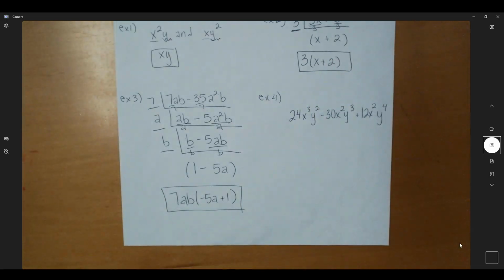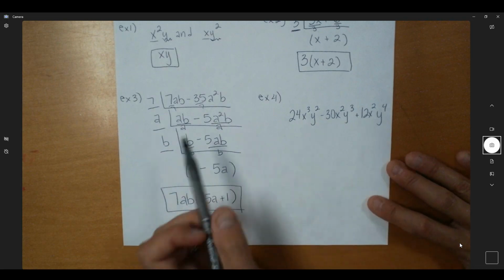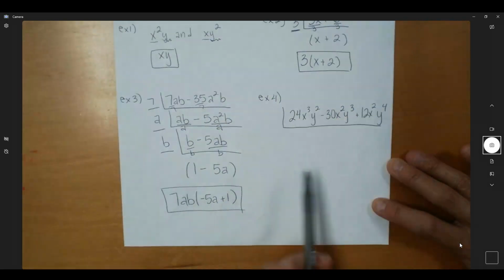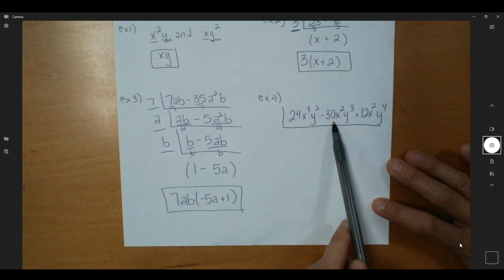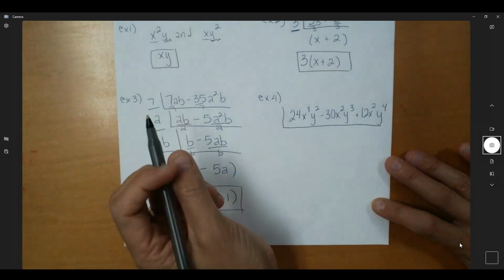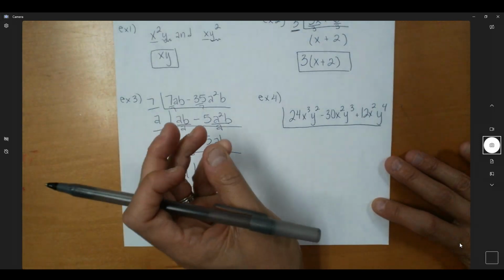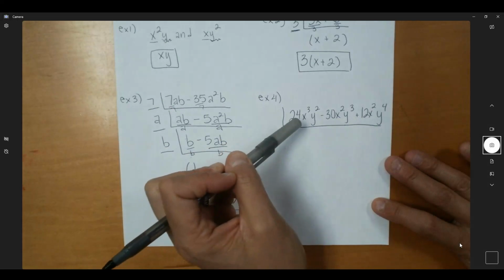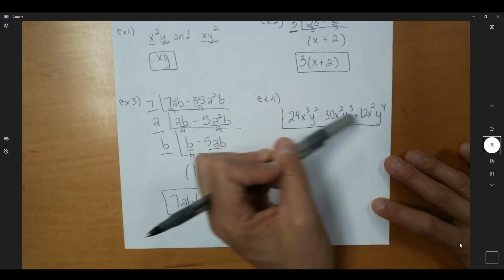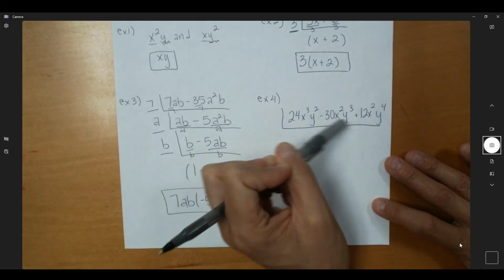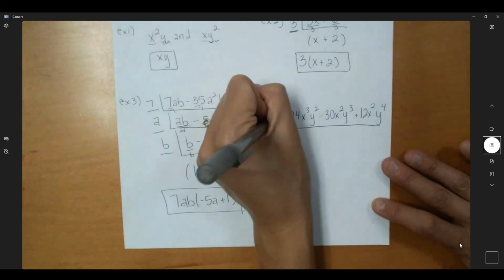Okay, so there's 3 terms here, 1, 2, 3. So we have to ask ourselves what can be taken out of all of these, 24, 30, and 12. 2, obviously. 6 would probably be the biggest. 12 goes into this one, but 12 doesn't go into this one. So 6 is probably the biggest one we can take out.